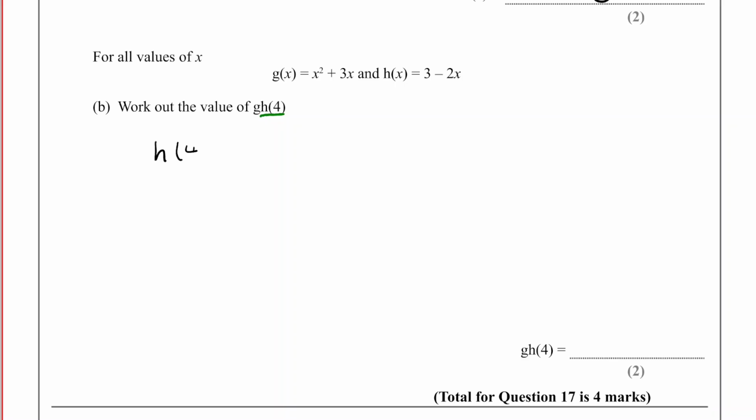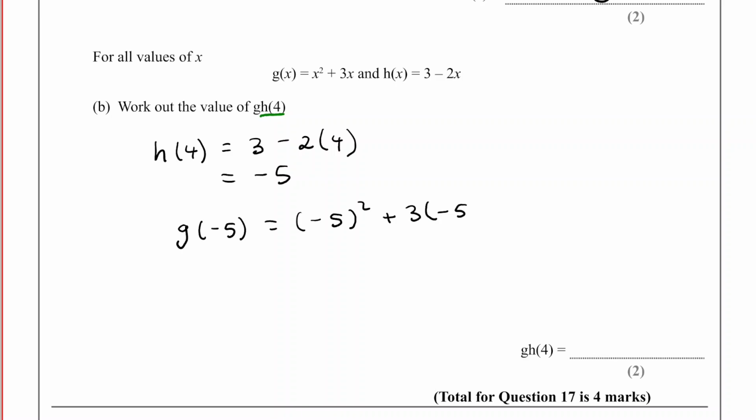So h of 4, 4 into h, 3 minus 2 times 4. So we're just changing x into 4. 3 minus 8 is negative 5. Now let's put negative 5 into g. g of negative 5 is negative 5 squared plus 3 times negative 5, 25 take away 15, 10. So gh of 4 is 10.